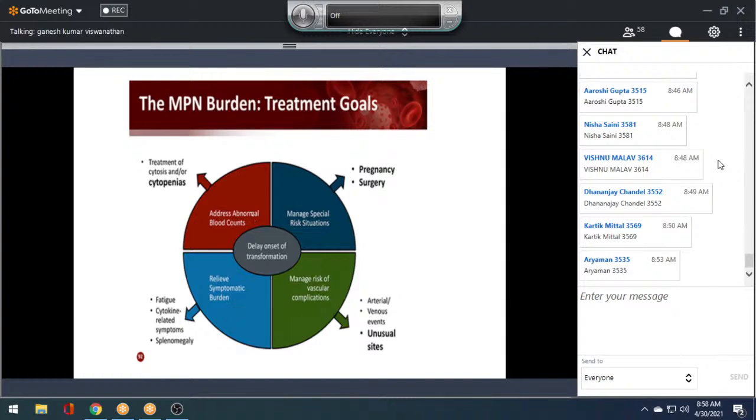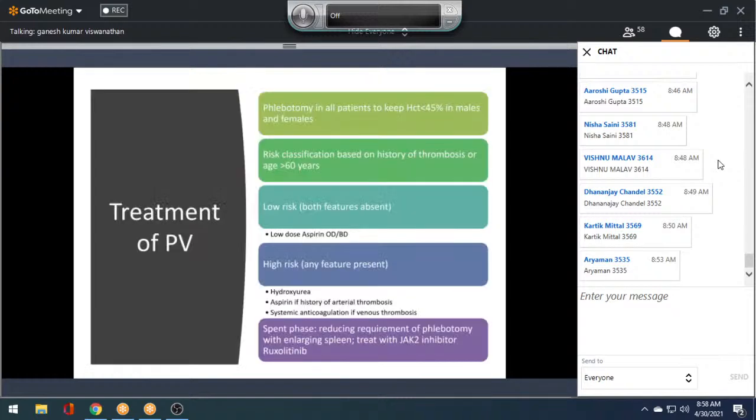Treatment can be given to reduce the blood counts so that other risks like thrombosis are reduced. Vascular complications can occur, so because of this, we give anti-thrombotic drugs. Splenomegaly is there, so it leads to symptoms of splenomegaly. To relieve that, treatment can be given. We use a combination of anti-thrombotic drugs and cytoreductive drugs.